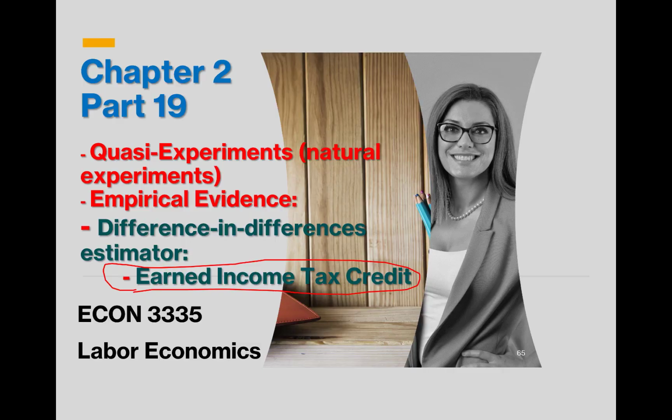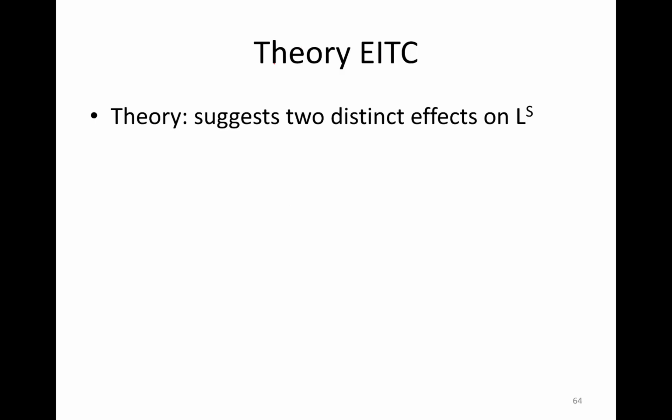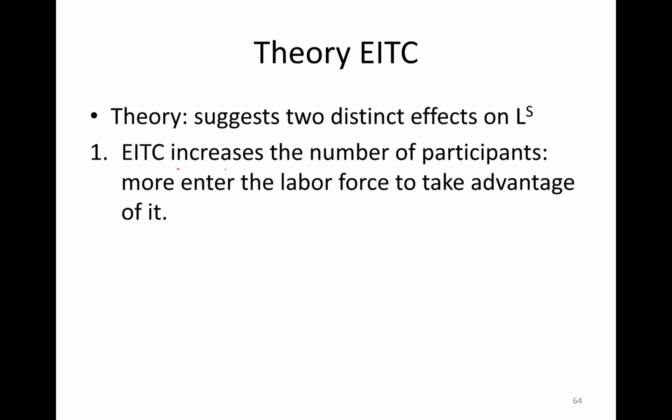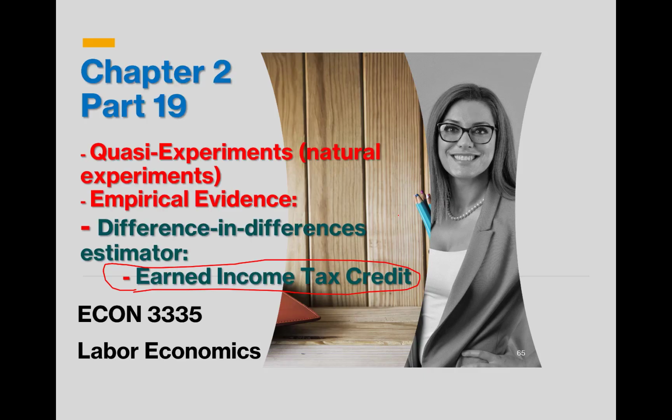participation rate. So if we go to the previous part, we found that the earned income tax credit can create two distinct effects on labor supply. Number one is it's expected to increase the number of participants entering the labor force. Okay, so let's see if this actually works. And we use something called a natural experiment, or quasi-experiment. Why? Because we sometimes cannot run real experiments.